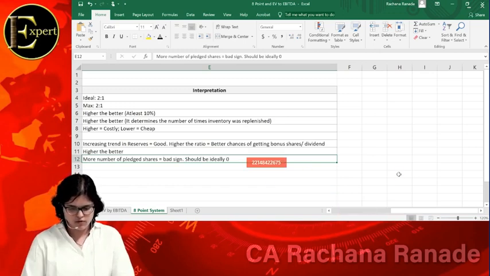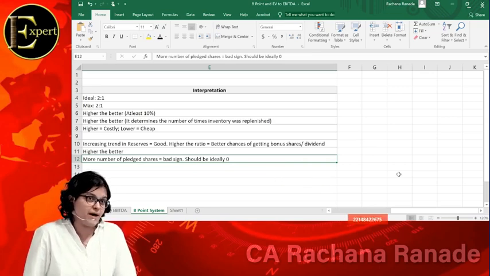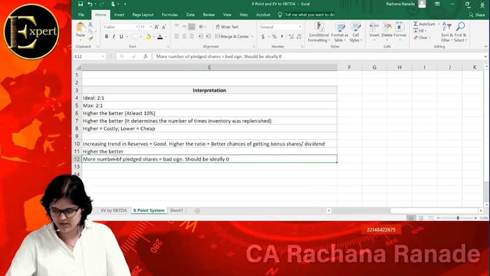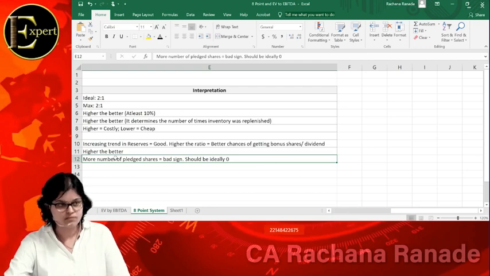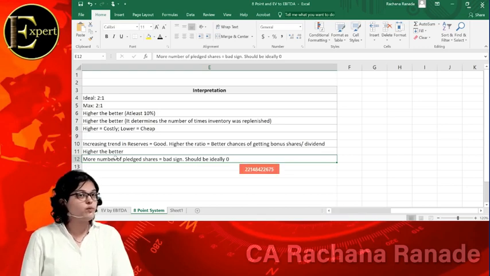And if you remember, what did we say? More number of pledged shares is good or bad? Bad. It's a bad sign. So the interpretation is: more number of pledged shares equals what? Bad sign. And ideally it should be what? 0.